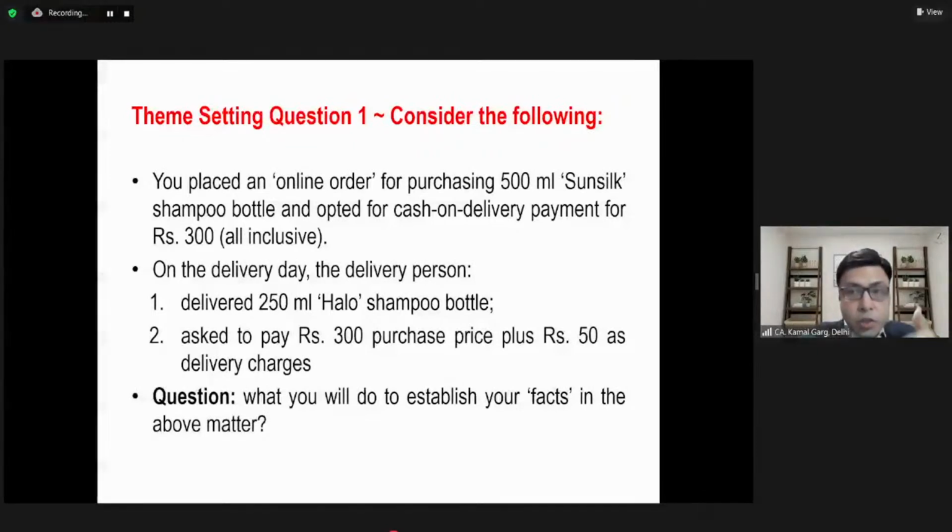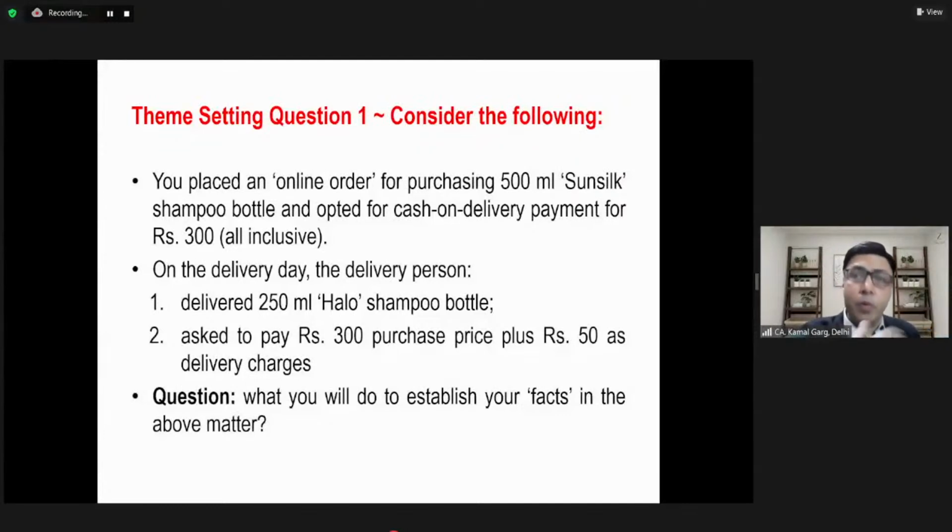Now, with this virtue, what is going on? Listen to my words very carefully. You are producing, I repeat, you are producing, you are furnishing some proofs before the delivery person to establish, to justify, I echo the word justify, as Sushilji also stated, you just justify what the real scenario was. So what was the real scenario? Purchase of 500 ml Sunsilk shampoo bottle for $300 all inclusive.